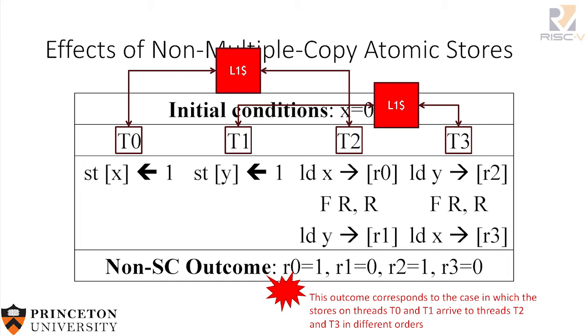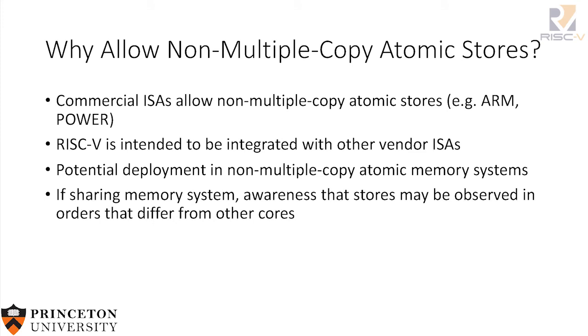It is possible for essentially thread 2 to read the store on thread 0 before it's gone out to the rest of the memory hierarchy, and the same for the first load on thread 3 can see the store on thread 1 before it goes out to the rest of the memory hierarchy, and that results in them seeing these stores in different orders. So why should we allow this non-multiple copy atomic store behavior if it's so confusing sometimes?